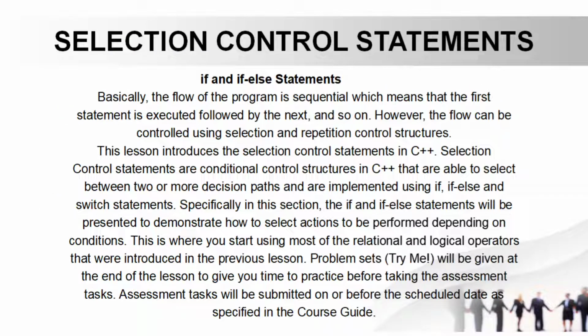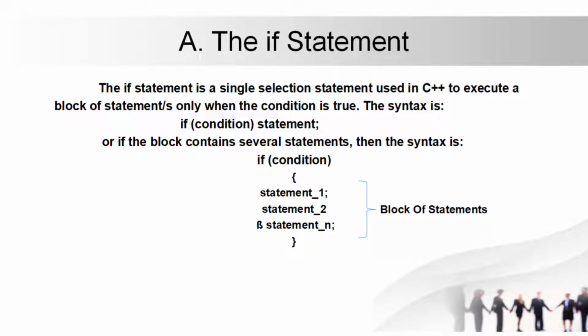If and if-else statements. Basically, the flow of the program is sequential, which means that the first statement is executed, followed by the next, and so on. However, the flow can be controlled using selection and repetition control structures. A. The if statement. The if statement is a single selection statement used in C++ to execute a block of statements only when the condition is true.